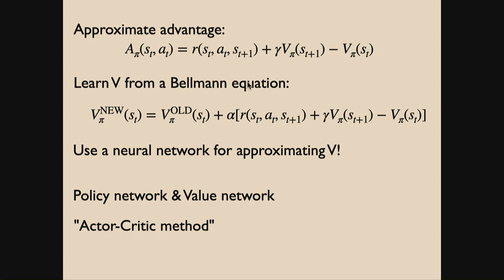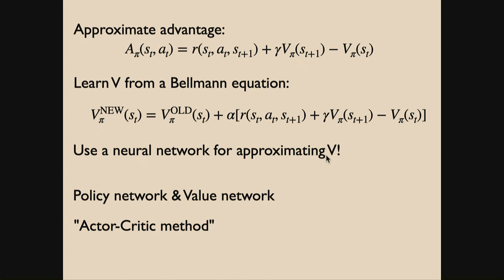And the V, I will actually learn from a Bellman type equation. So one can write a Bellman equation not only for the Q function but for the V function. It looks almost the same. I've written it down here, and then one can apply this iterative fixed point update rule that I discussed for the Q function. One can apply it to the V function again with a small update step alpha. And so what people then do is to put everything together, they use a neural network for approximating the V function.